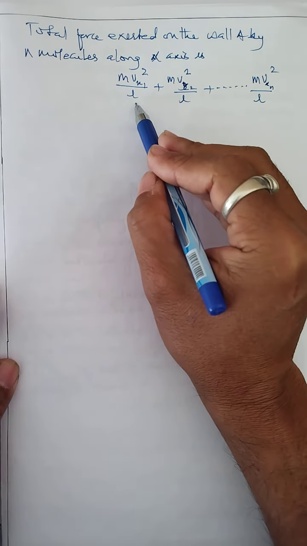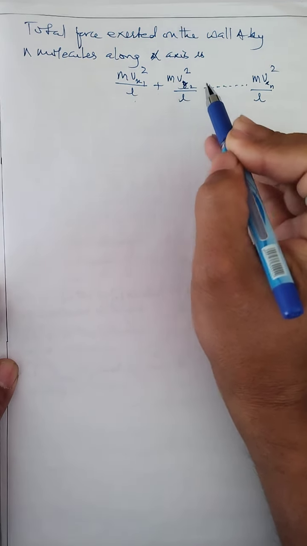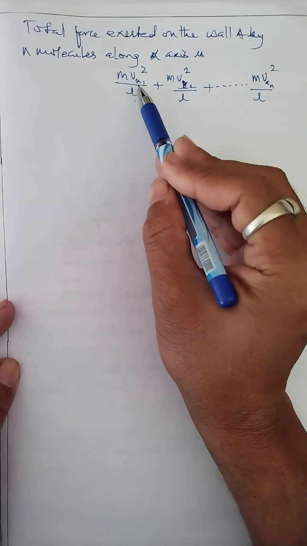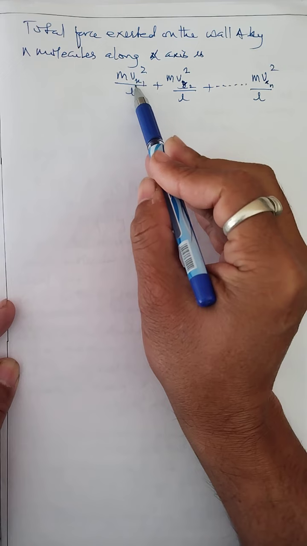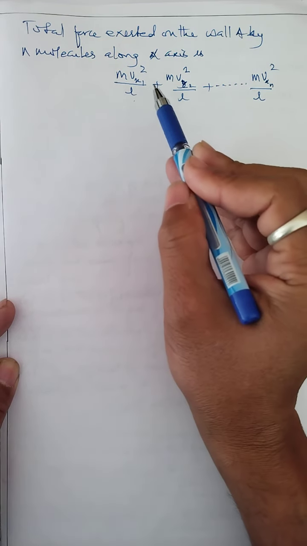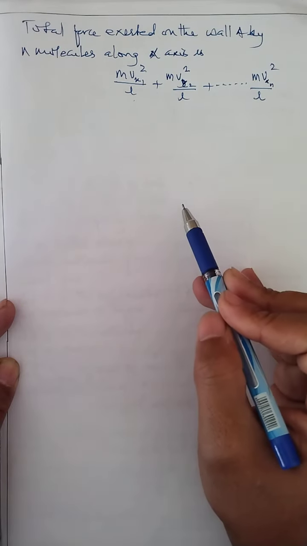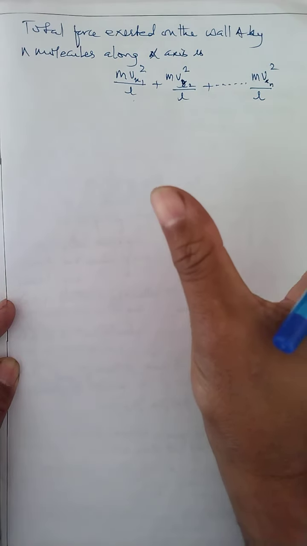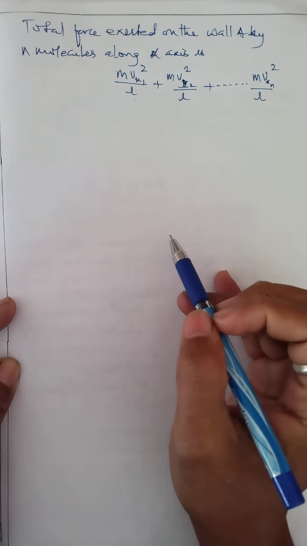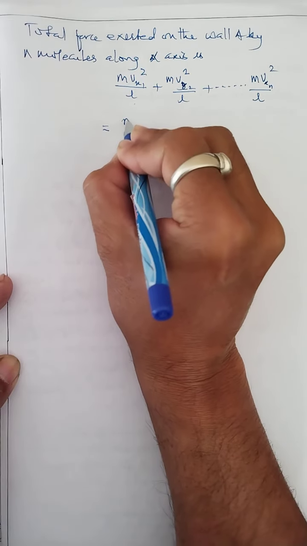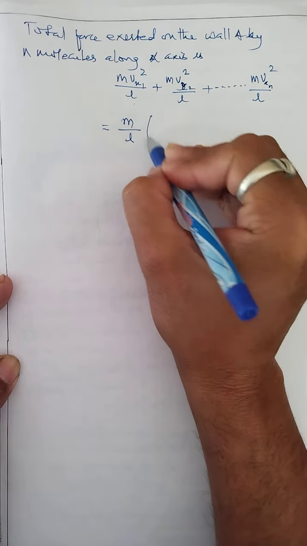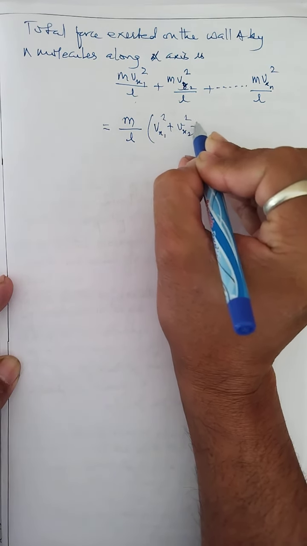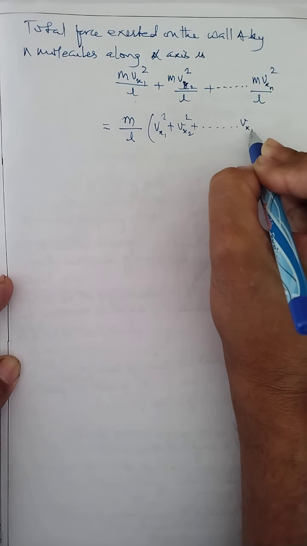mVx1 square by L, I'm writing this way, plus mVx2 square by L, plus dot dot dot, up to mVxn square by L. Now I have taken Vx1, Vx2, Vxn. These are nothing but the velocities of the n number of molecules along the x-axis. But all the molecules are identical, their mass is the same, and the collision takes place on the same face with the same distance, so L is also the same. So in this expression we can take m by L common. Inside the bracket it will be Vx1 square plus Vx2 square plus dot dot dot Vxn square.